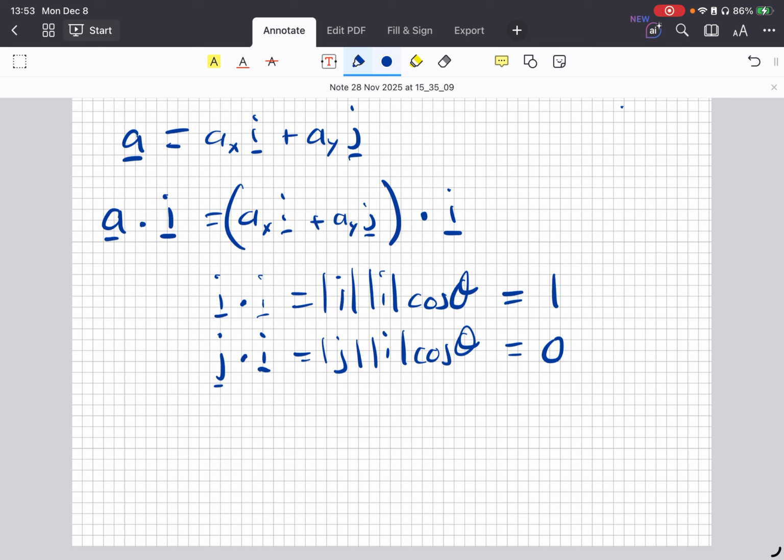And putting all of that in, so this is just our kind of working out, putting all of that in, we get that A dot i is just equal to Ax, because this term becomes 1 and this term becomes 0. So what we're showing here is that if I take the dot product with a unit vector in a given direction, it tells us how much of our vector is pointed in that direction. And this becomes incredibly important for determining components of forces and so on. So this is when we come to resolving forces or resolving vectors, this is actually the process we're going to go through.